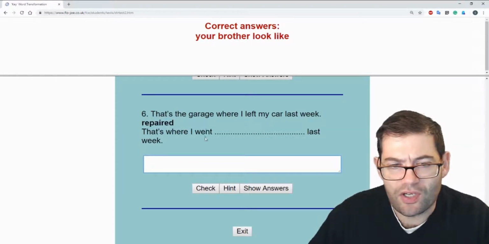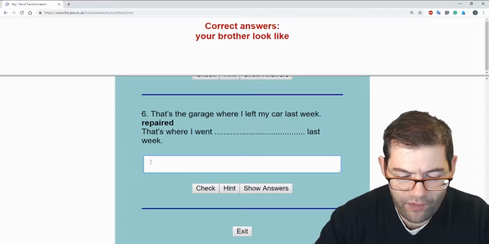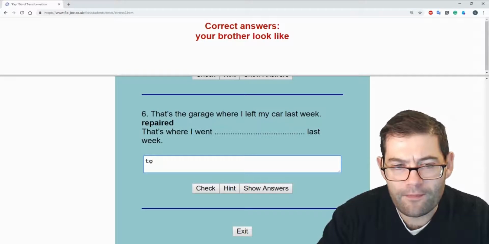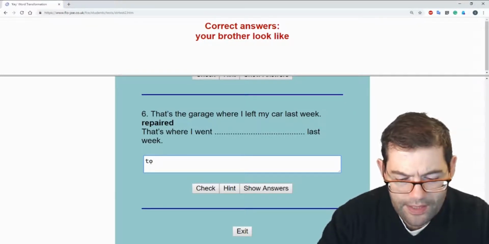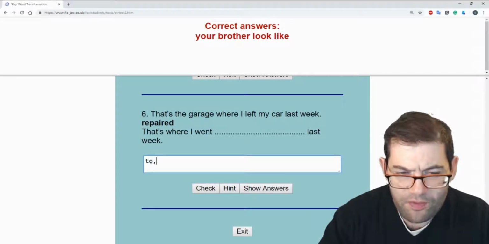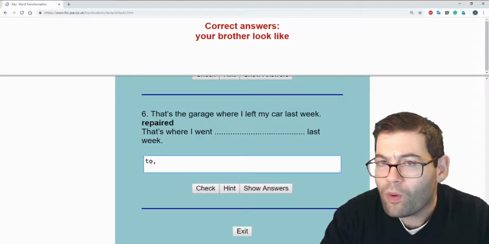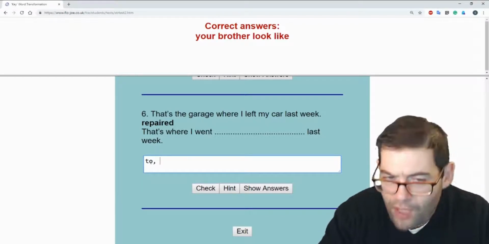First of all, structure. After go, you're going to need a full infinitive. So, that's where I went. And then you need... so that's the first bit. We'll come back to that in a moment. And then we've got to think about what was repaired. Well, your car was repaired.